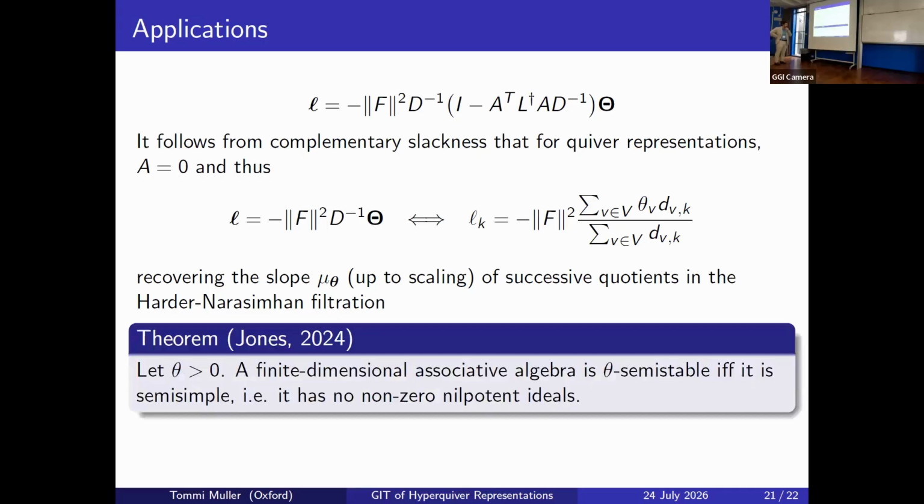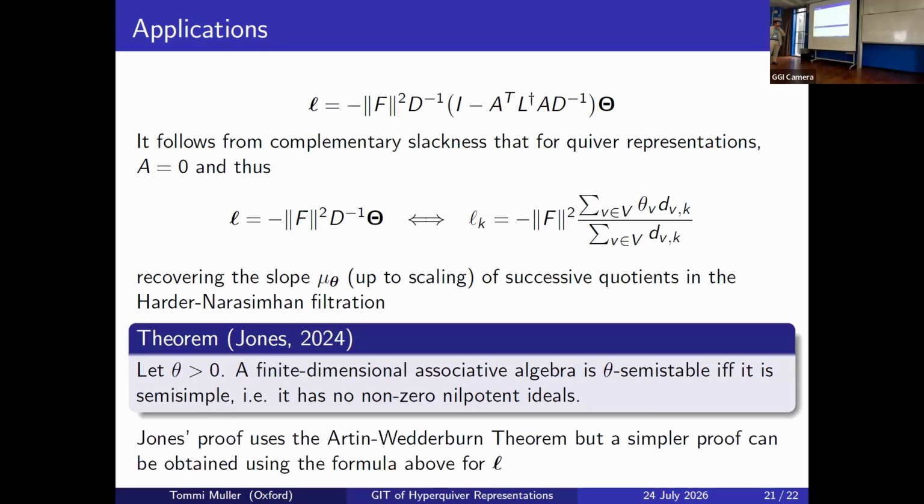Another thing you can do is look at certain hyperquivers. Jones had this result. If you pick a positive stability parameter theta, then the finite dimensional associative algebra is theta semi-stable if and only if it is semi-simple as an algebra. And semi-simple means that it has no non-zero nilpotent ideals. And Jones's proof used the Artin-Wedderburn theorem to embed the algebra into a matrix algebra.